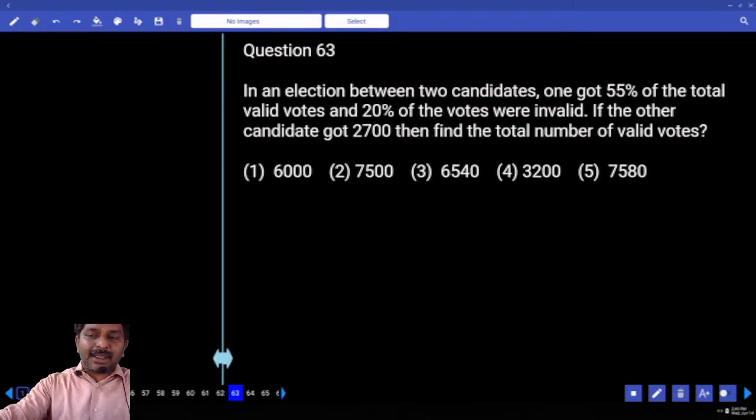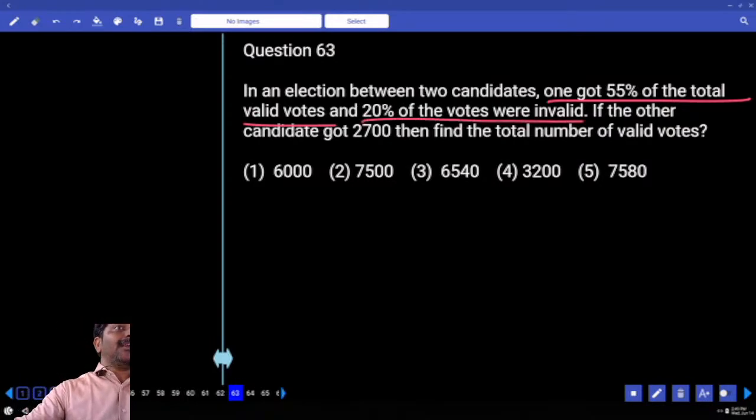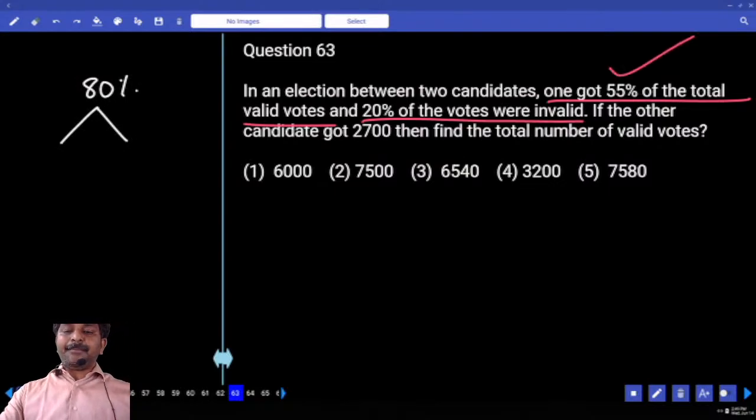In an election between 2 candidates, one got 55% of the total valid votes and 20% of votes were invalid. If the other candidate got 2,700, then find the total number of valid votes. One got 55% of total valid votes. How many are valid? We don't know. 20% of votes were invalid. Now we know. How many are valid? 80%. Out of this 80% valid votes, one got 55% of the votes.